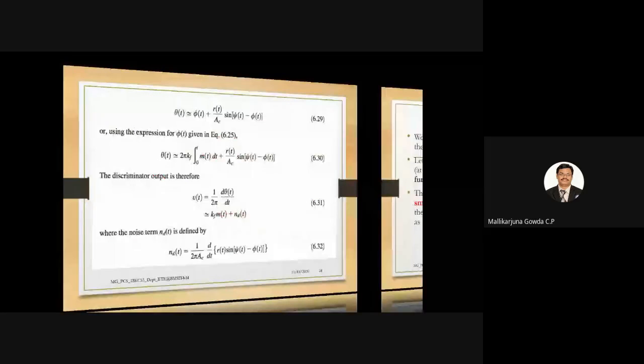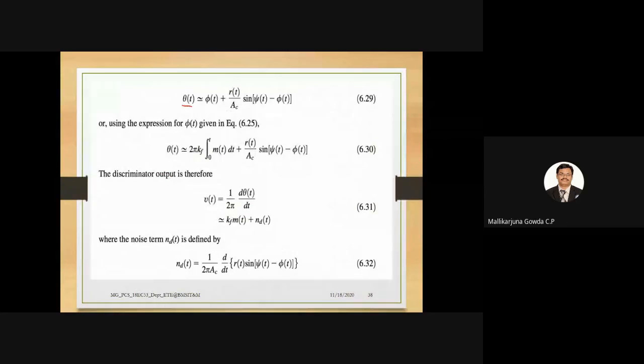Hope this is clear. So I can write theta of t as phi of t plus R of t by AC into sine of psi of t minus phi of t. Is this approximation clear? Yes, sir.